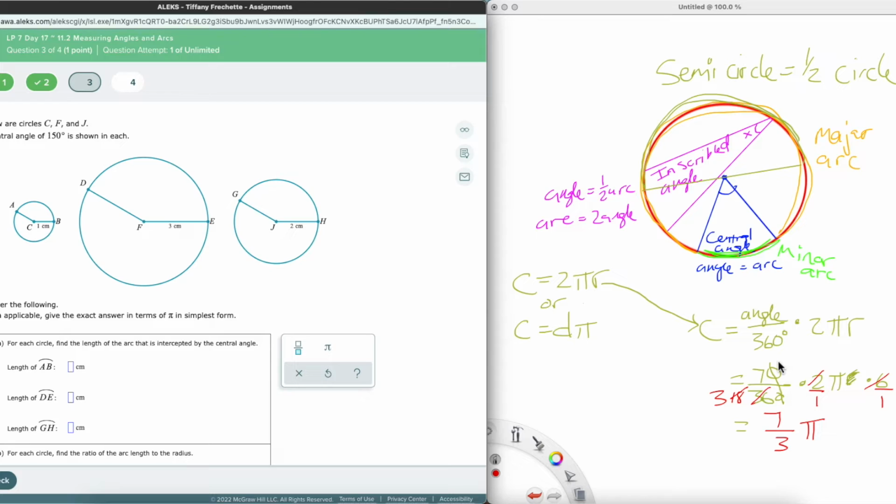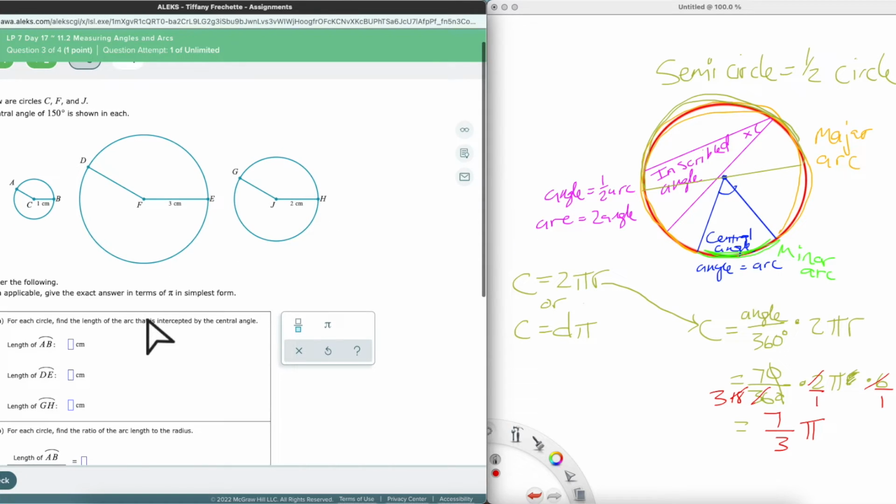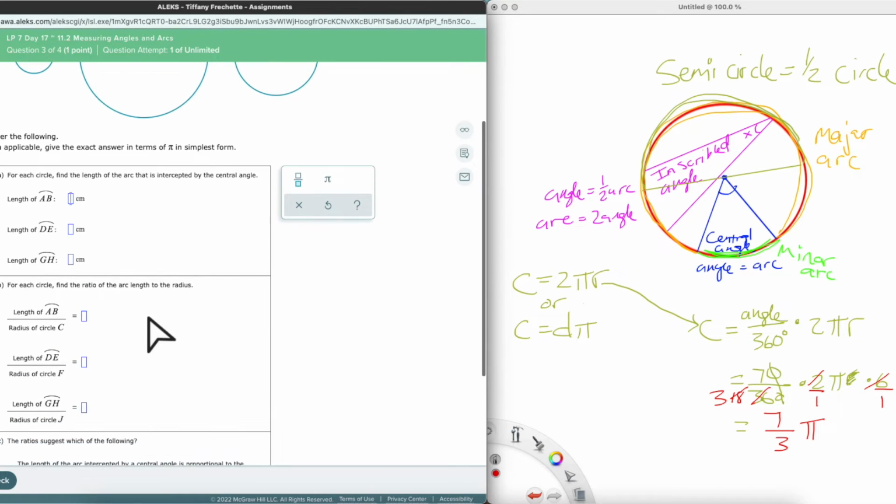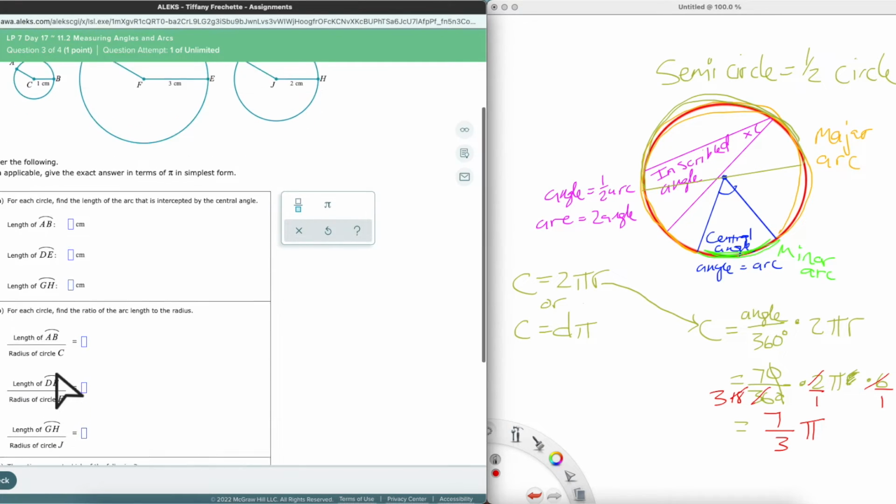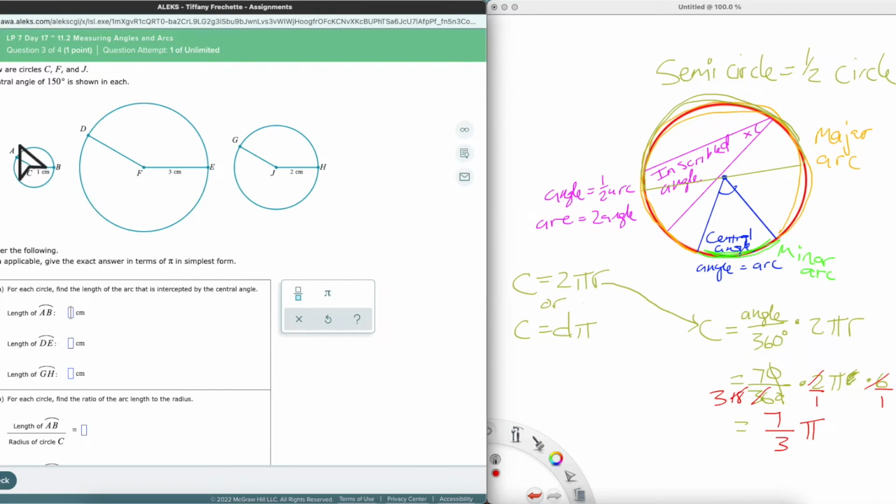Below our circles F, C, and J, a central angle of 150 degrees is shown in each. All of these show the same angle, but we can see that they have different radii. So we're going to compare the ratio of circumference and length, so partial lengths anyway. We're going to find the length of AB, the length of DE, and the length of GH. We're going to do the same thing three times.